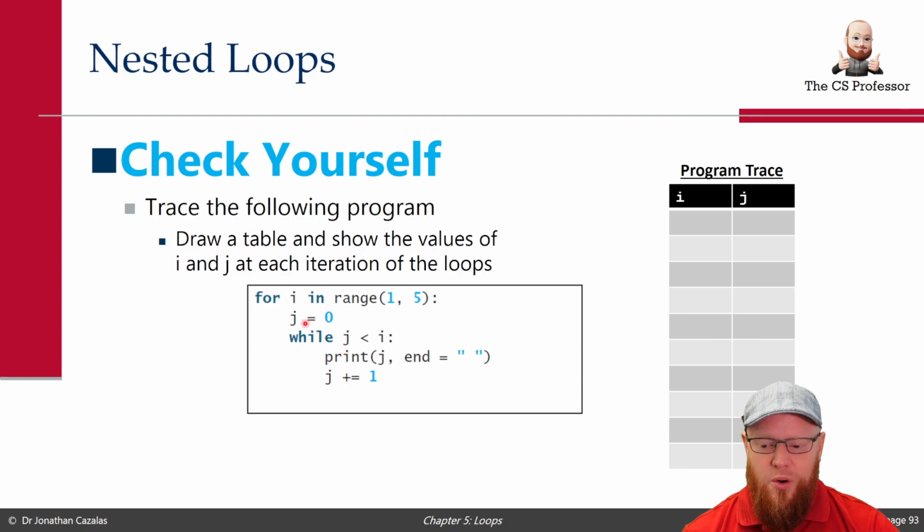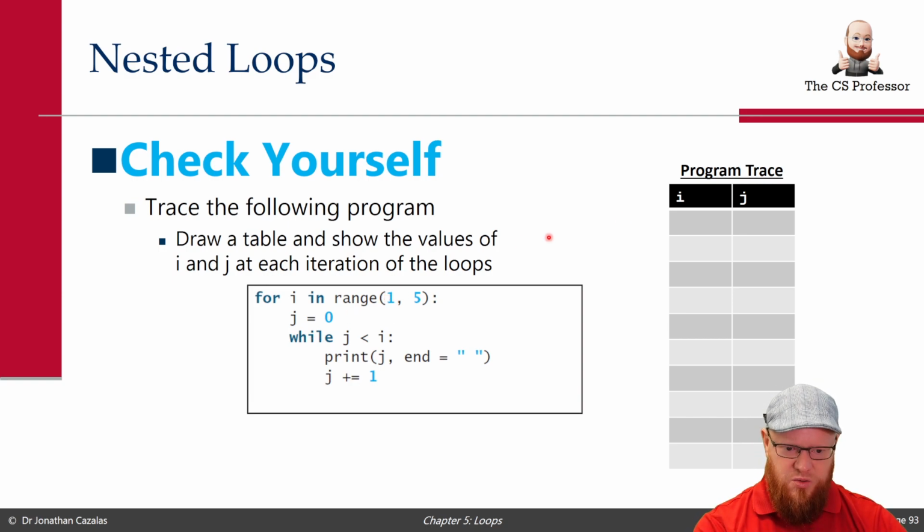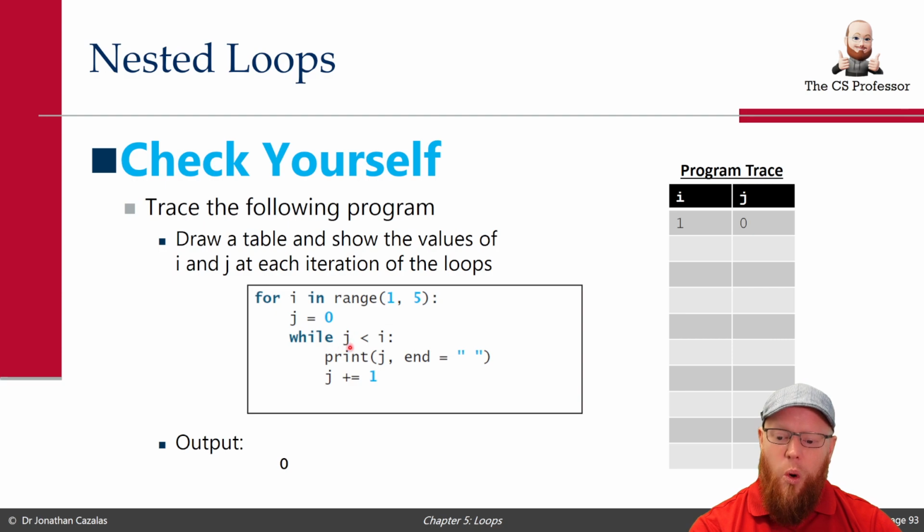Inside that for loop, we have this j variable, which we initialize to 0. And now we have a while loop. So let's start this out. i is 1, and j starts at 0. While j is less than 1: j is 0, so that's true. What are we going to do? We're going to print j. So we print 0, and we print on the same line because of this end equals. Now we add 1 to j, so j becomes 1. While 1 is less than 1, that is now false.